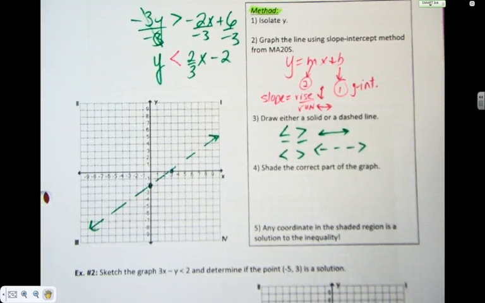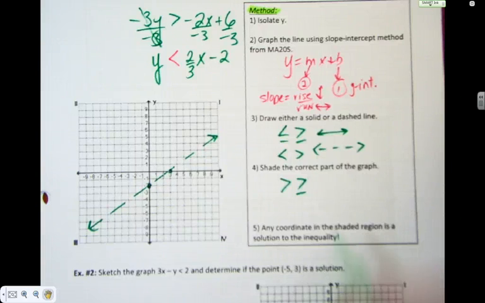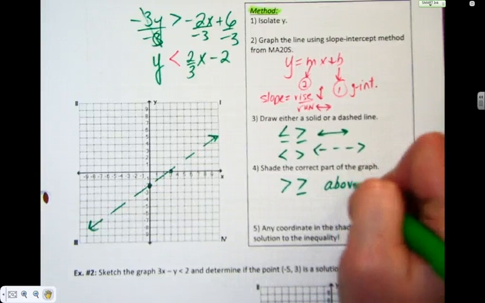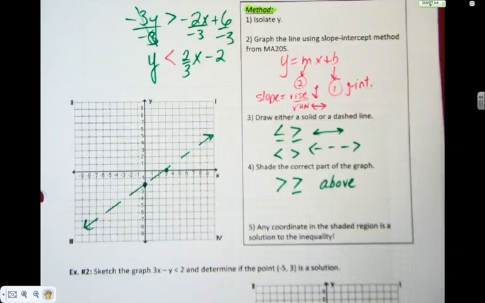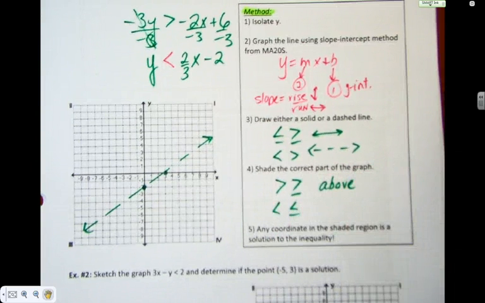Now, because an inequality has a million bajillion solutions like we talked about on Friday, we're actually going to do some shading. If it is greater than or greater than or equal to, we're going to shade above the line. Because we know greater than means above from what we did Friday. If it's less than or equal to, we're going to shade below.